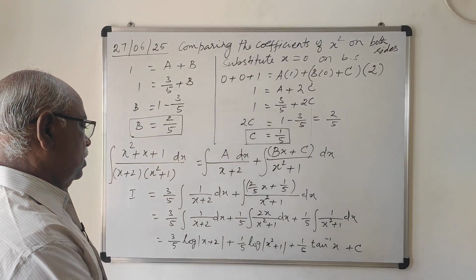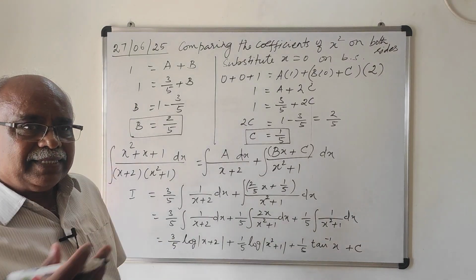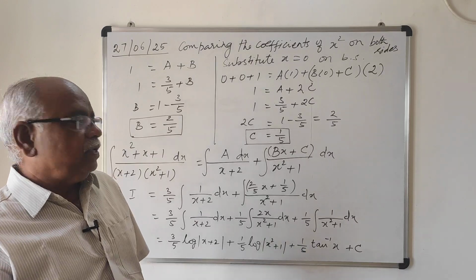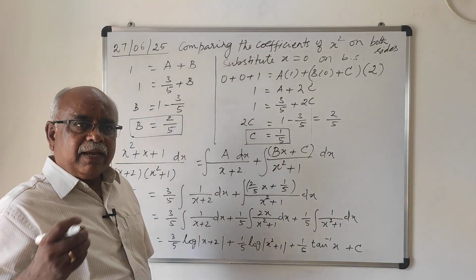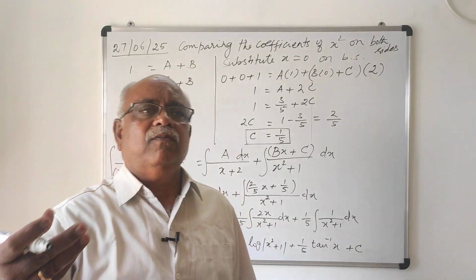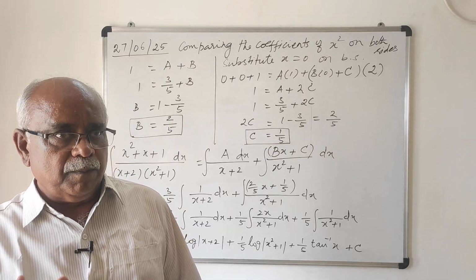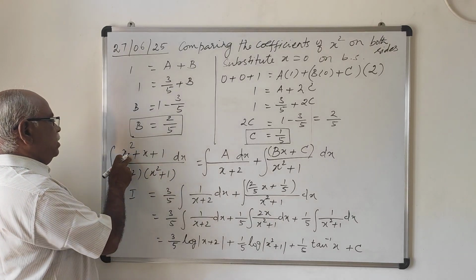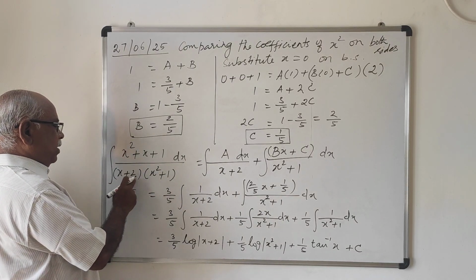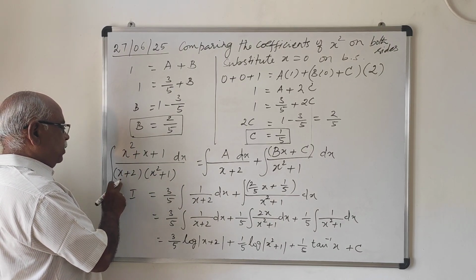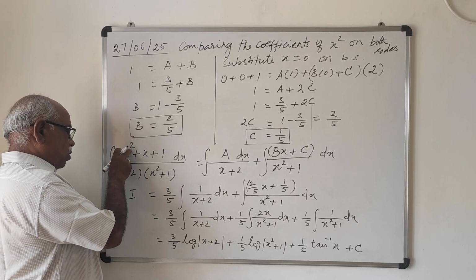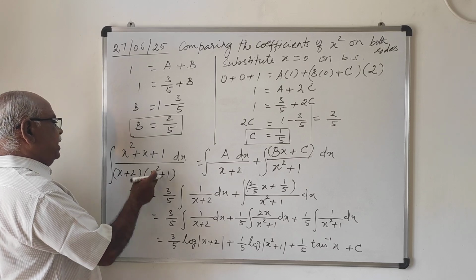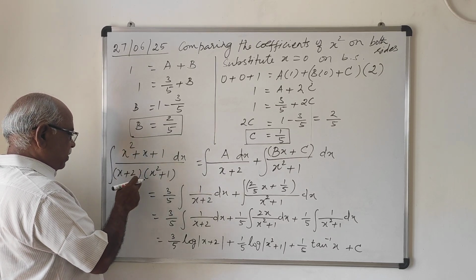Next, after solving this problem, we are going to the next type 5. That type 5 is different from this. In the earlier types, the degree of the numerator should not be greater than the denominator. See, in the problem, the numerator degree is x square, 2, and the denominator is x square into x, x cube, 3. The degree of the numerator is 2 and the degree of the denominator is 3.